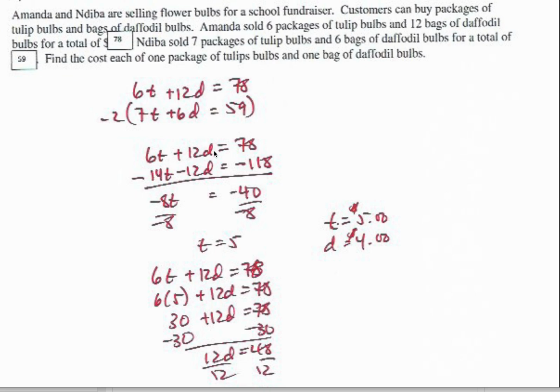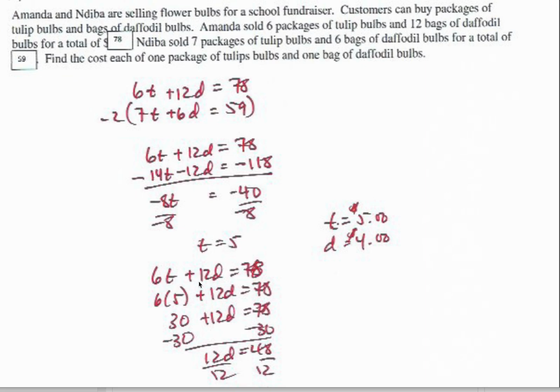So 6t plus 12d is 78. And then distributing the -2, -14t minus 12d is -118. That gives me -8t is -40. Divide by -8, t is 5.